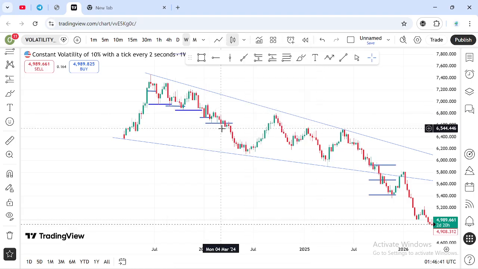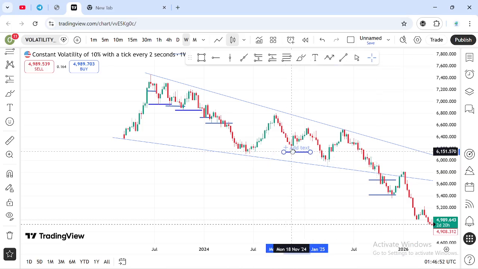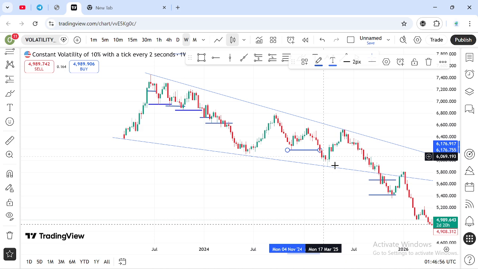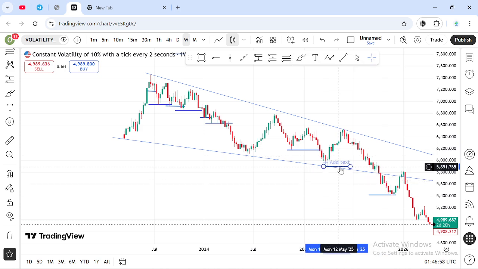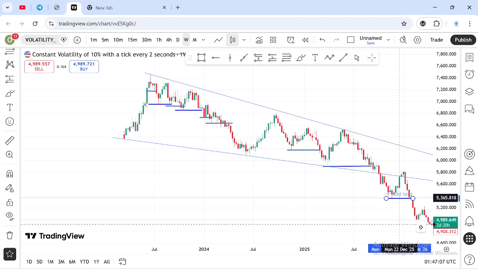We had this other one here, but I won't want to mark it. No need. This one is not a very serious major, but on a smaller time frame, it's a major break of structure. But then we have this one. We have also this break of structure here. And then we have this break of structure at this point also.